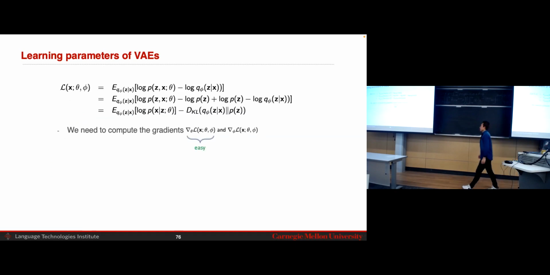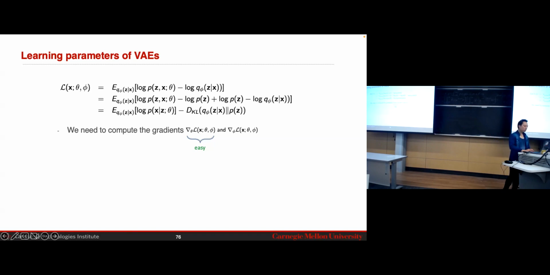So given this objective, this reconstruction objective based on the evidence lower bound, and the KL term based on the difference between the evidence lower bound and the actual true observed likelihood, to learn anything we need to compute the gradients. So you have to compute the gradients with respect to theta, which are the encoder parameters, and phi, which are the decoder parameters.